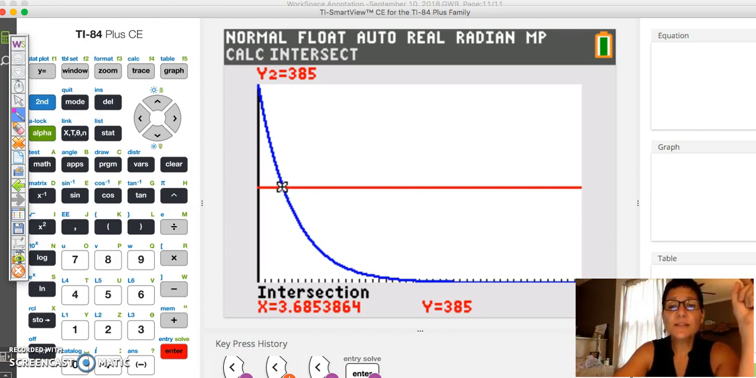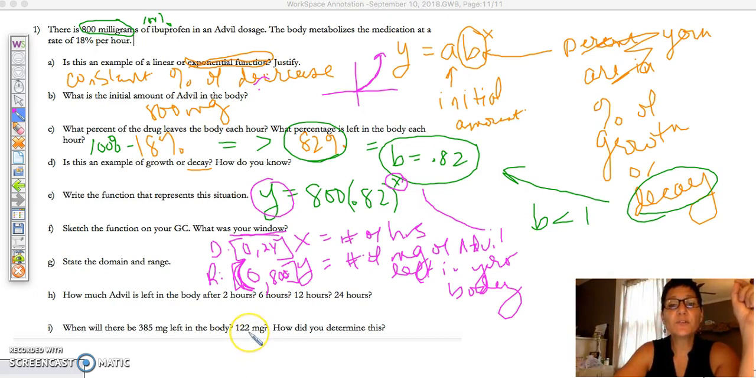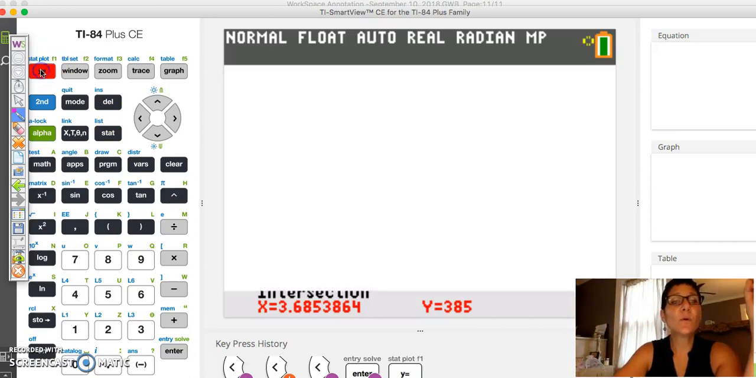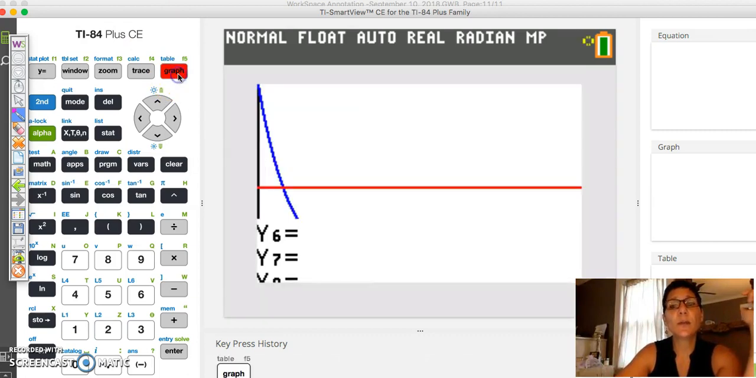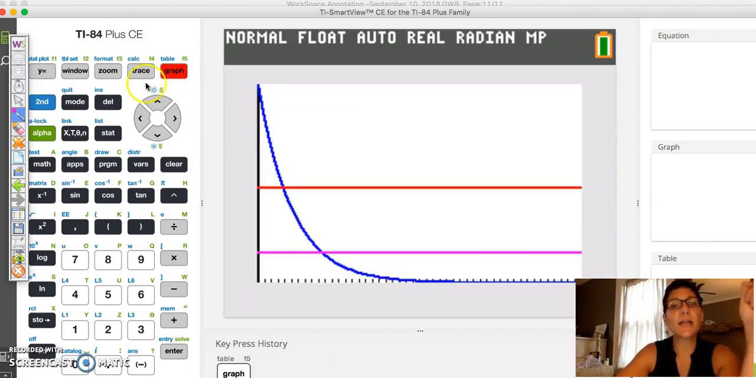So if I told you that's how you would do it for 385 milligrams, how would you do it for 122? Again, I'm asking you when y is equal to 122. So we can go back to our calculator, and I'm just going to go to y3. I'll put it into y3. I have space for all of these things. Actually, I'm going to put it into y4 so I can see the pretty purple line. And I'm going to put in 122. I want to know when y is equal to 122. So when I press graph, it's the purple line now.